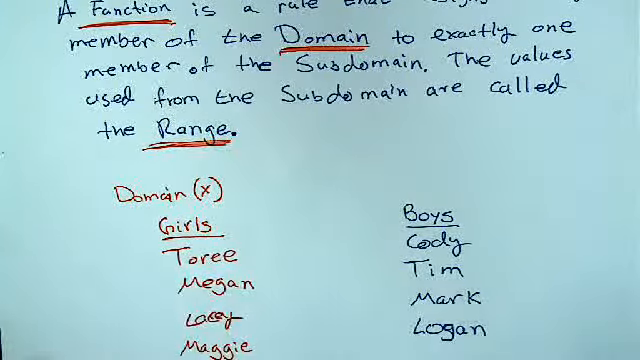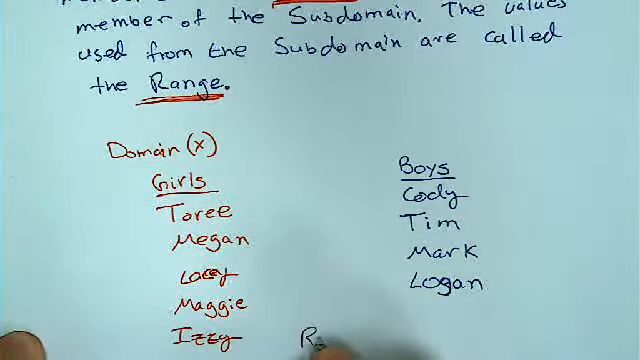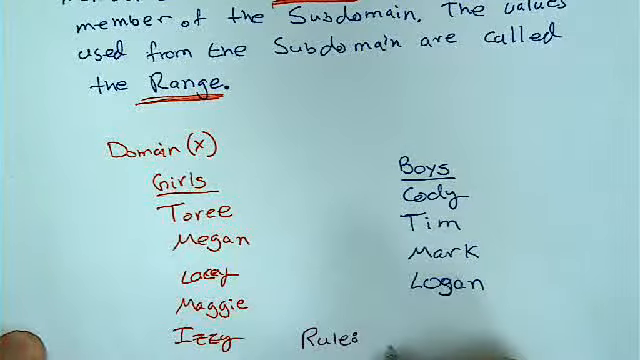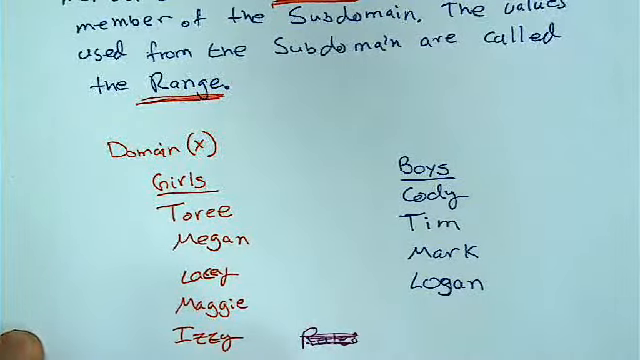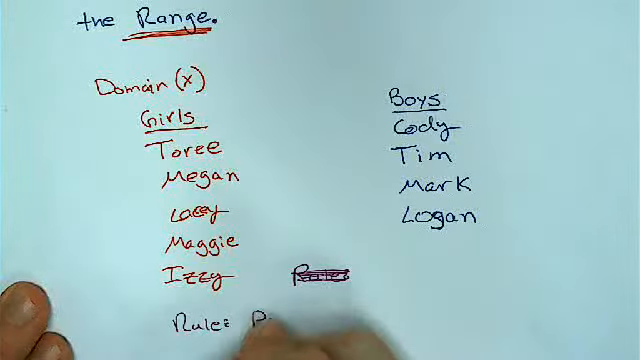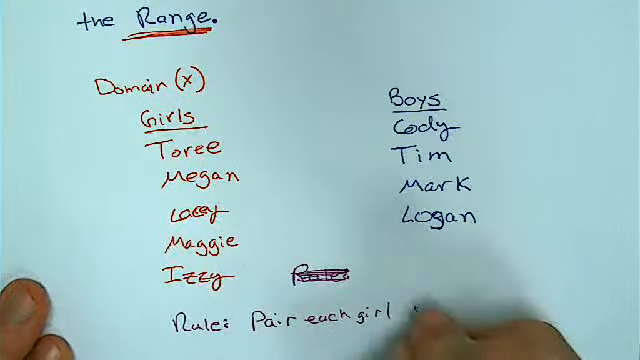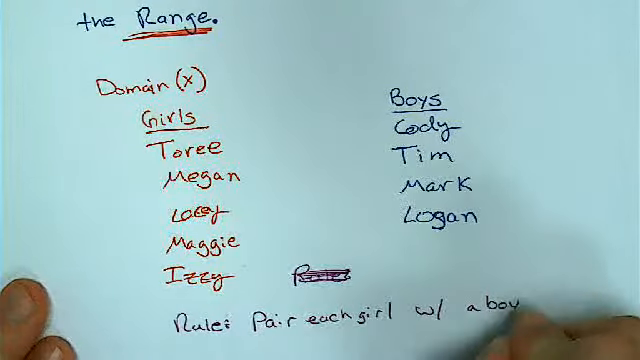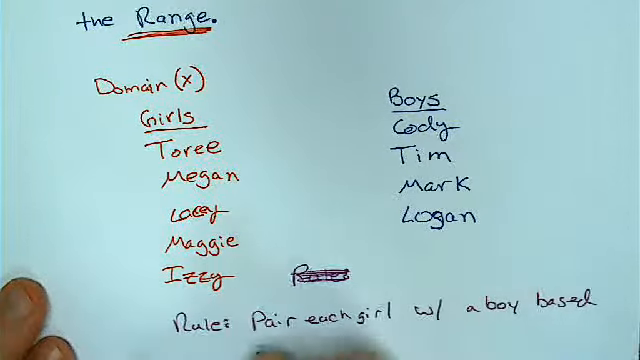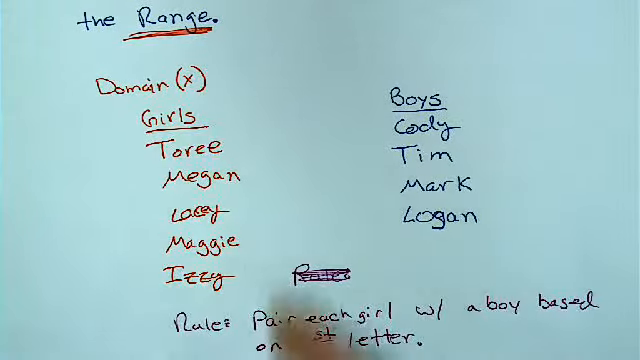Now, so I have these two groups of people. I'm going to propose the rule. So here's my rule I'm going to propose, and I'm going to write it down here. The rule is that you pair each girl with a boy based on the first letter of their name. That's what I'm going to do for pairing these two groups.